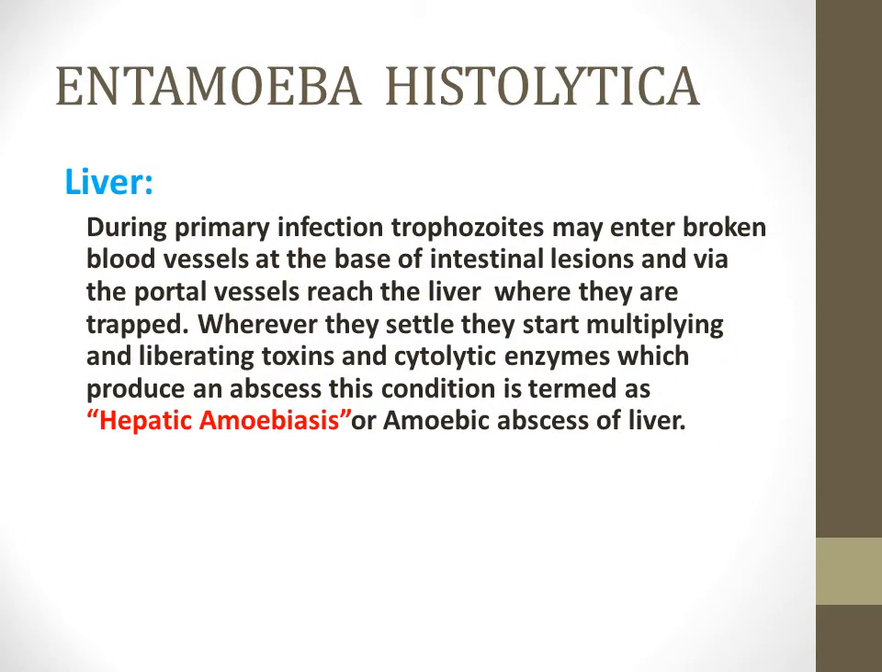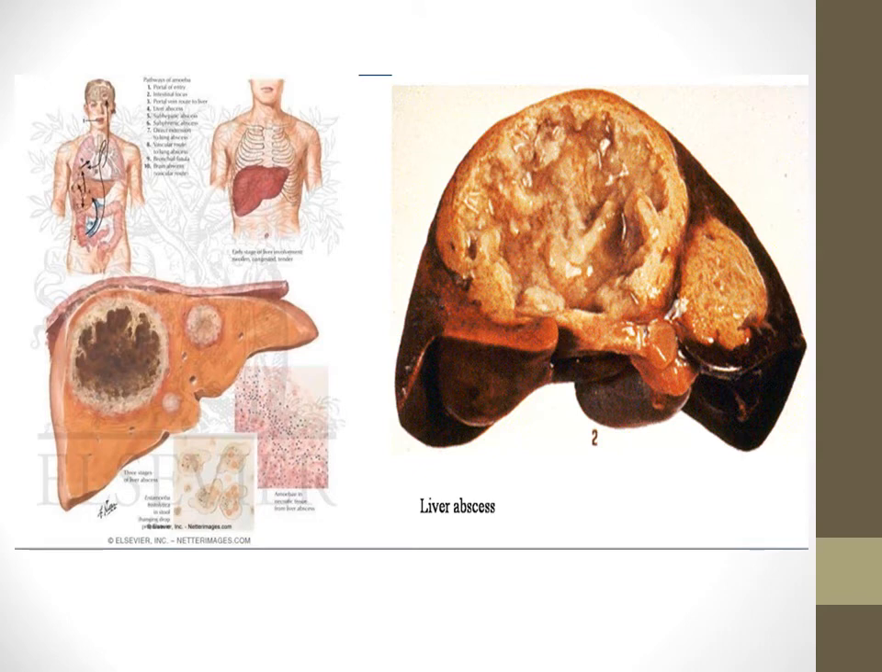Now coming to the liver lesions: during the primary infection, the trophozoites penetrate the submucosal blood vessels into the portal circulation, and through the portal circulation they reach the liver. There they release certain toxins and cytolytic enzymes that may produce the characteristic amoebic abscesses in the liver. This is the gross photomicrograph of the amoebic liver abscess.